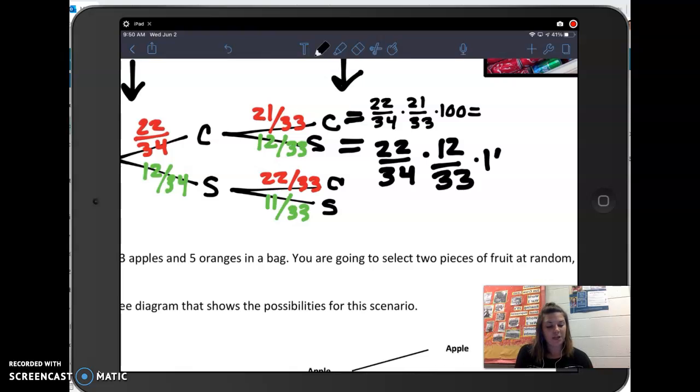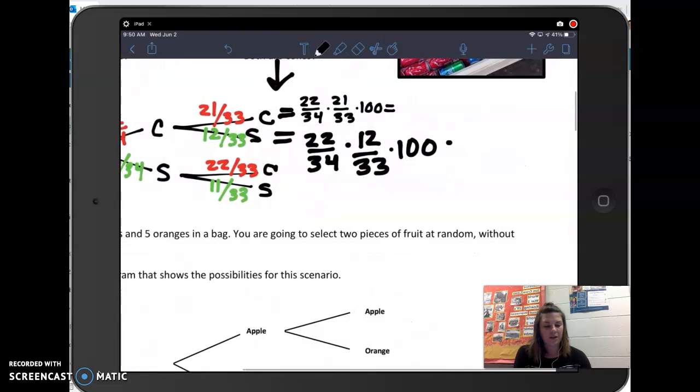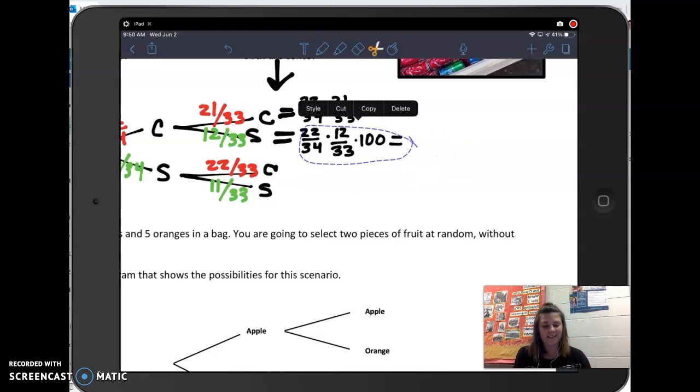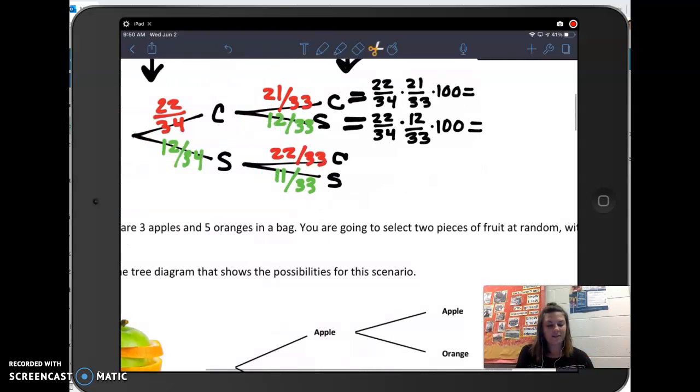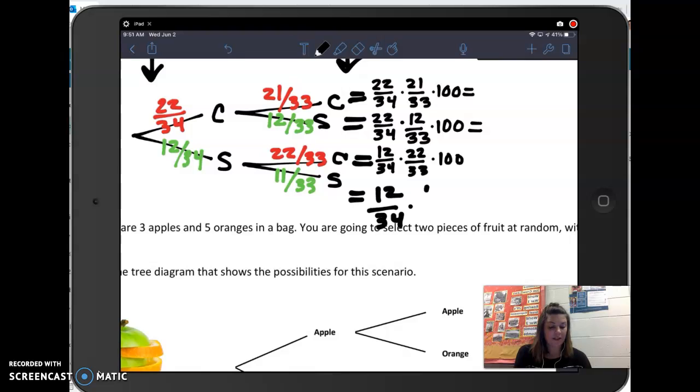So if the tree diagram is a little tricky for you, that's okay. I know some students, the tree diagram messes them up more. So just do your best. If you feel like just finding these fractions without the tree diagram is easier for you, that's all right too. All right, so then the next one is going to be Sprite and then a Coke. So 12 over 34 times 22 over 33 times 100. There we go. And then last but not least, we have a Sprite first and then a Sprite second. And then multiply by 100.